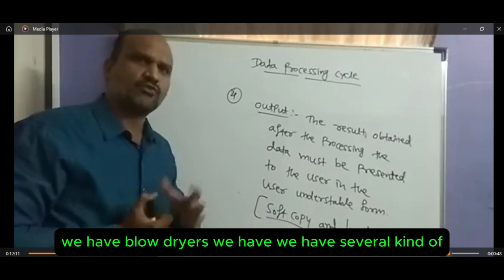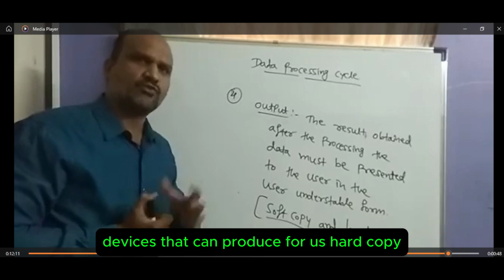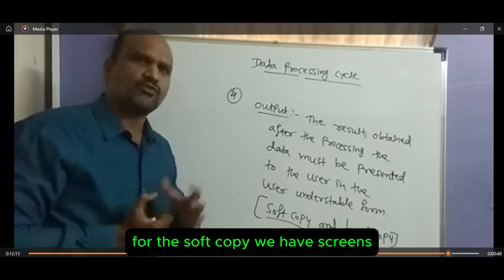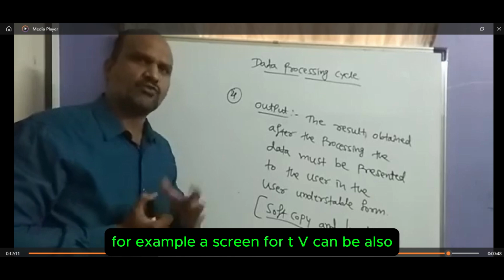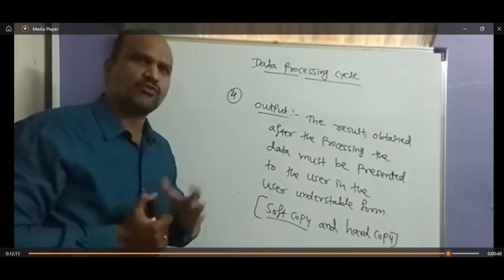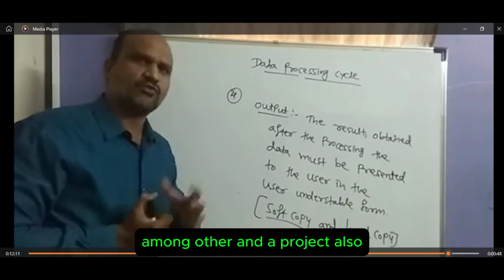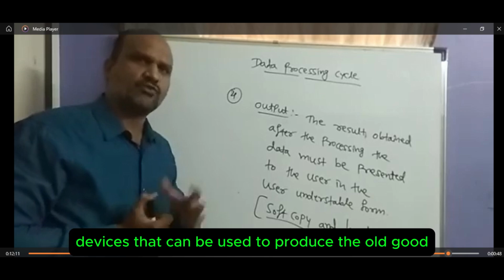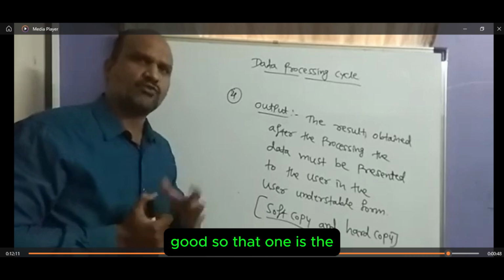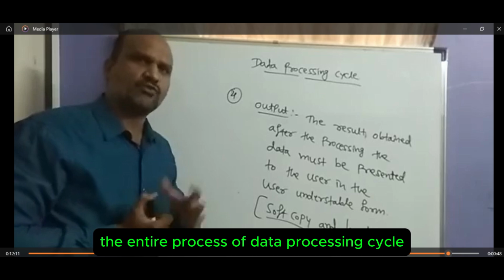We have plotters, we have several kinds of devices that can produce a hard copy for us. For the soft copy, we have screens. For example, a TV screen can also be used as a device to produce the output, a computer screen, among others, and a projector also, among other devices that can be used to produce the output. So that is the entire process of the data processing cycle.